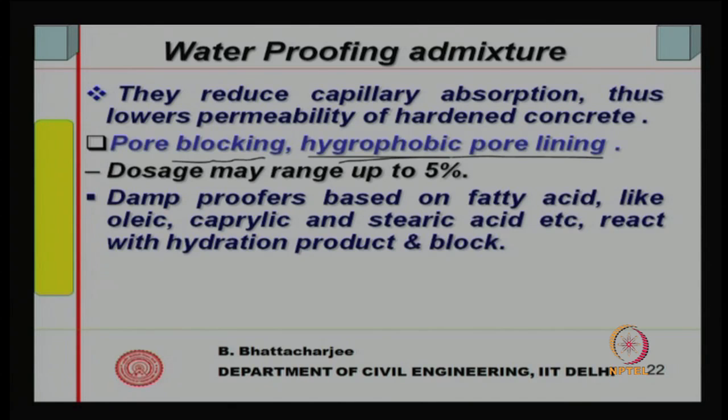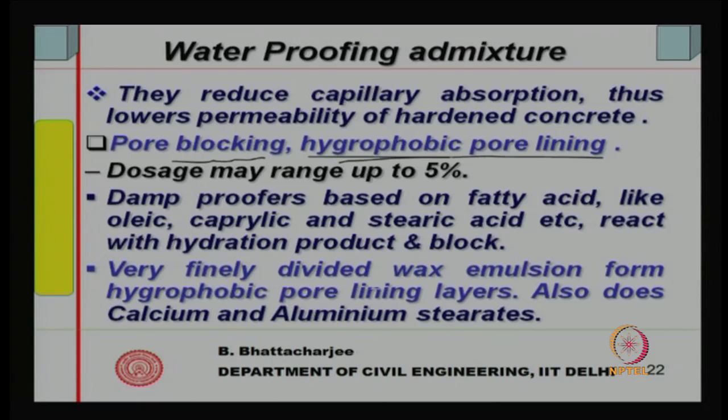So, if these materials are added to the concrete, they should be able to migrate to the capillary pores at the surface and react with the substrate itself later on to form such products which will block the pore. So, fatty acids like oleic, caprylic and stearic acid react with the hydration product and block. Wax emulsion forms hydrophobic pore lining layers, and then of course, calcium and aluminum stearates also form hydrophobic pore lining layers.